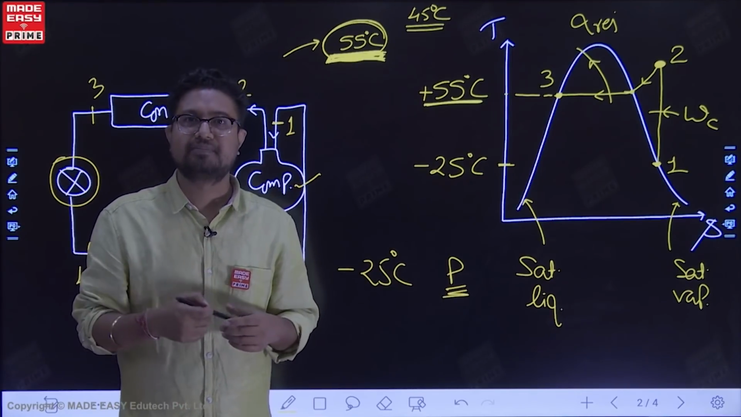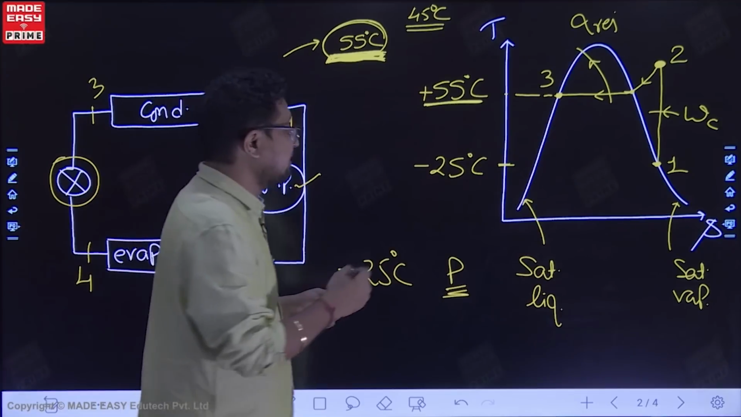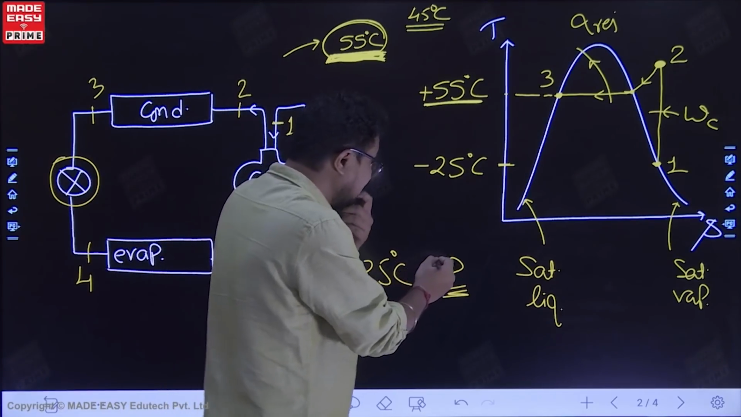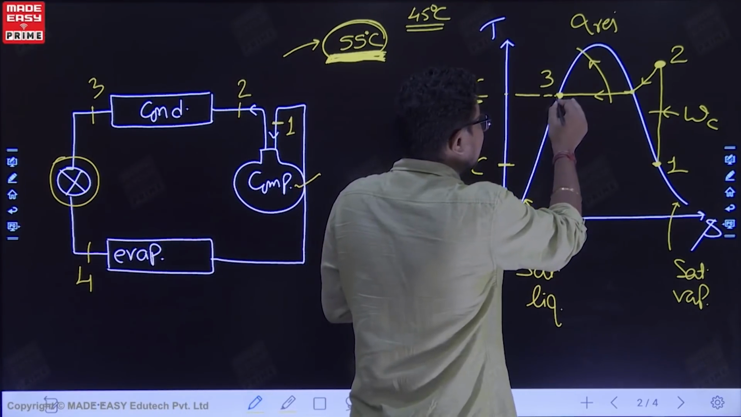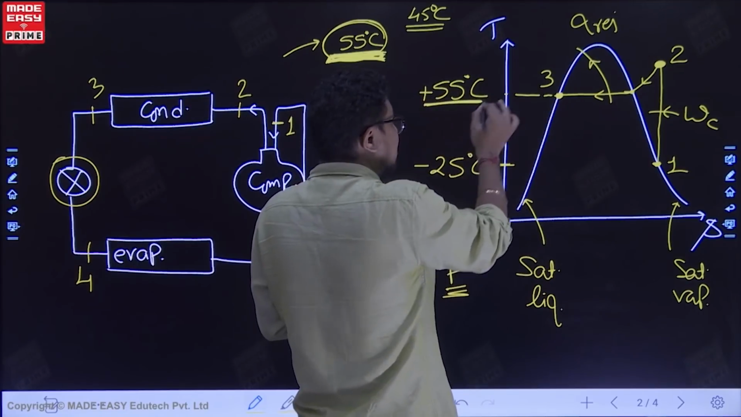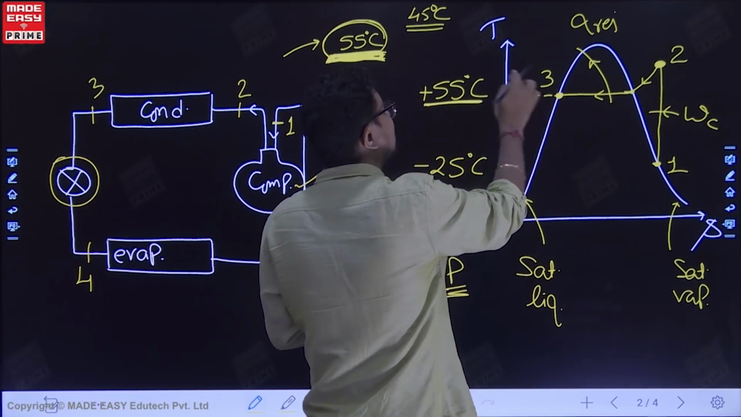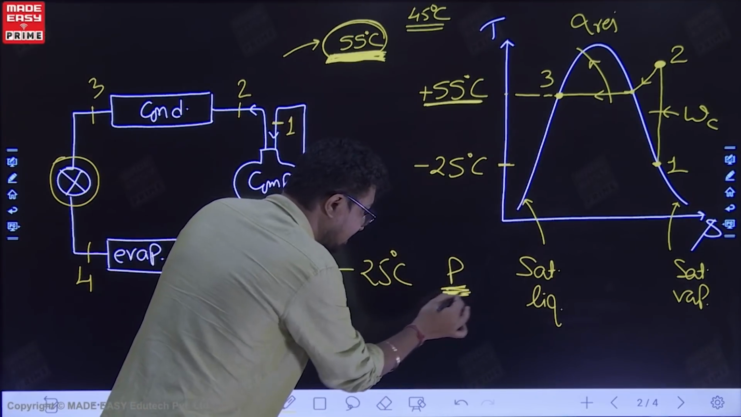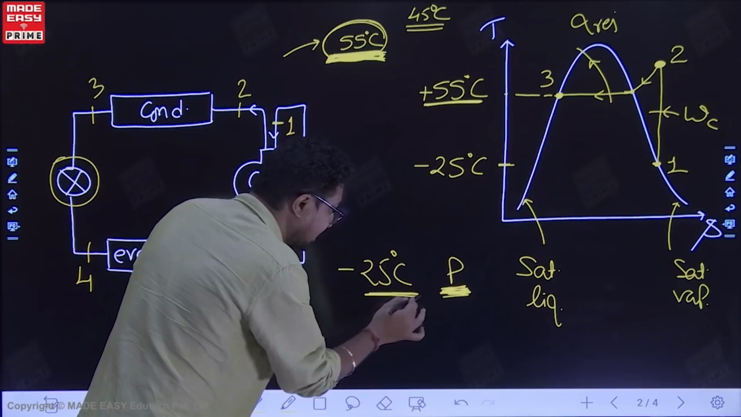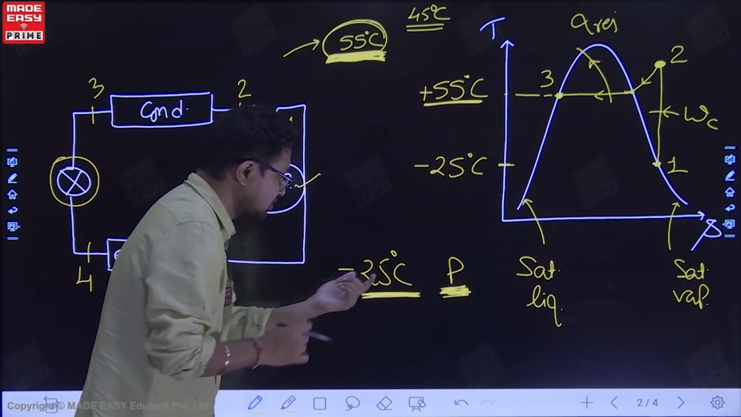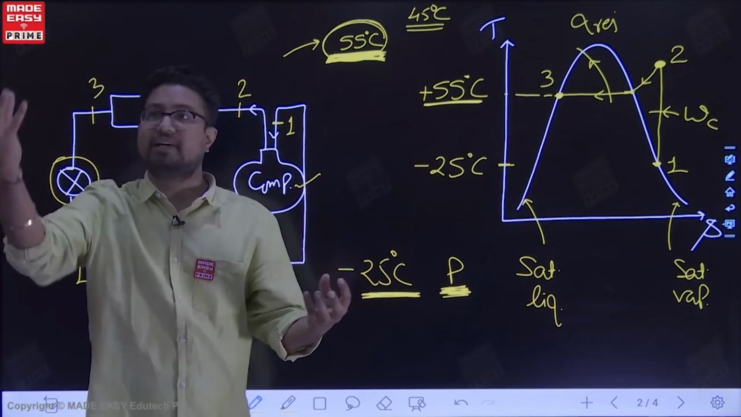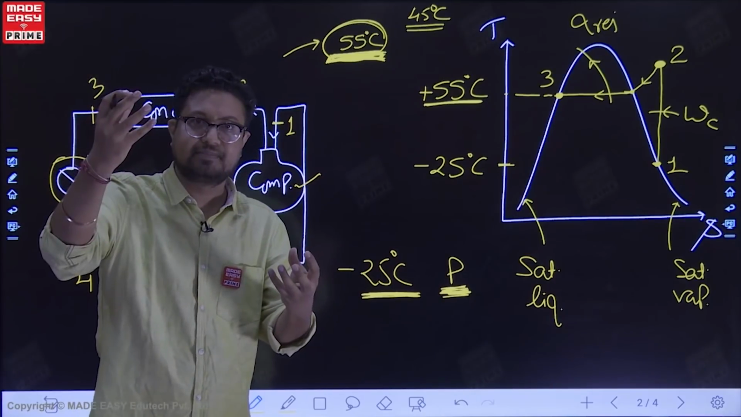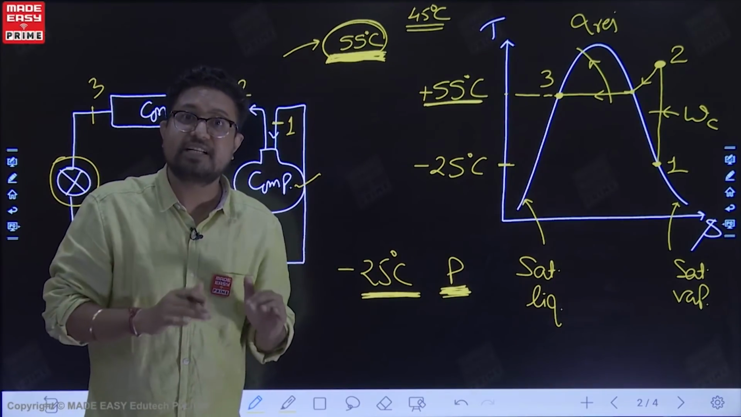What will happen? When you drop the pressure to that value, as the pressure drops, liquid cannot remain at this high temperature. The pressure is reached to a value that liquid cannot remain above minus 25. So what will happen? Liquid will try to change into vapor. How much liquid will change into vapor?